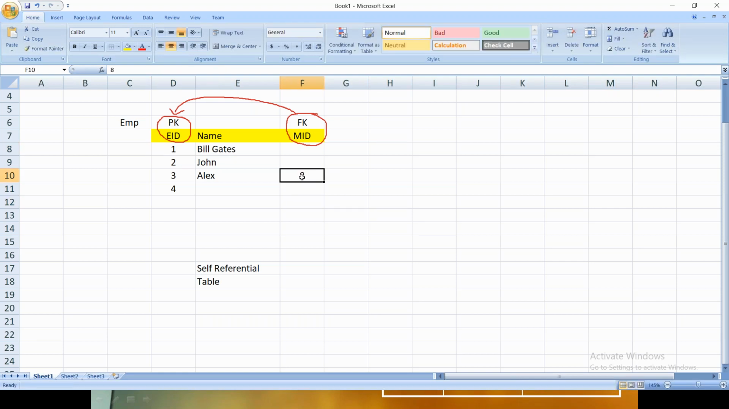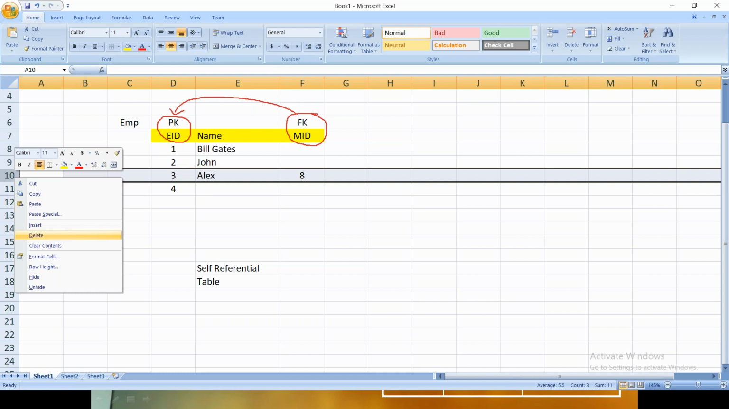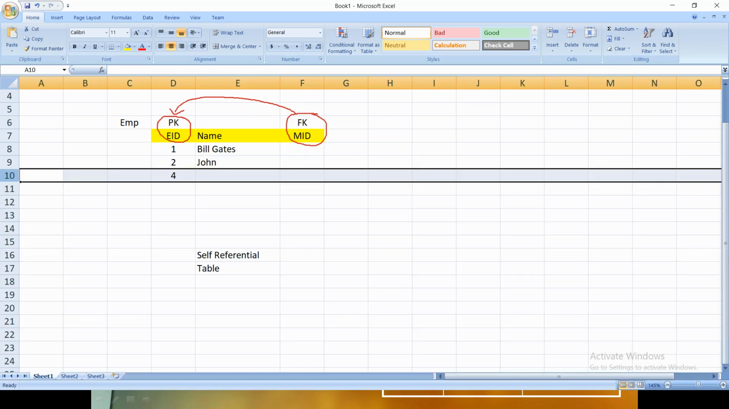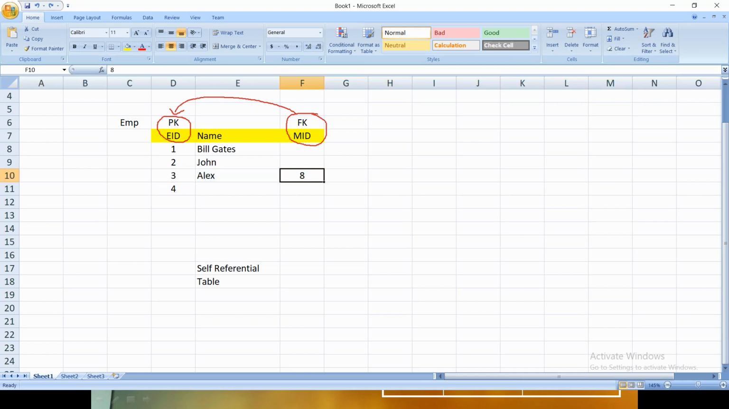If you give eight, what will happen? Is it eight? No. Is it eight? No. It is not there. The entire row gets rejected. Remember this. You will get a foreign key violation error. The entire row is rejected automatically by SQL Server or Oracle. This is the behavior of the software. Clear? You cannot enter a non-existing value.